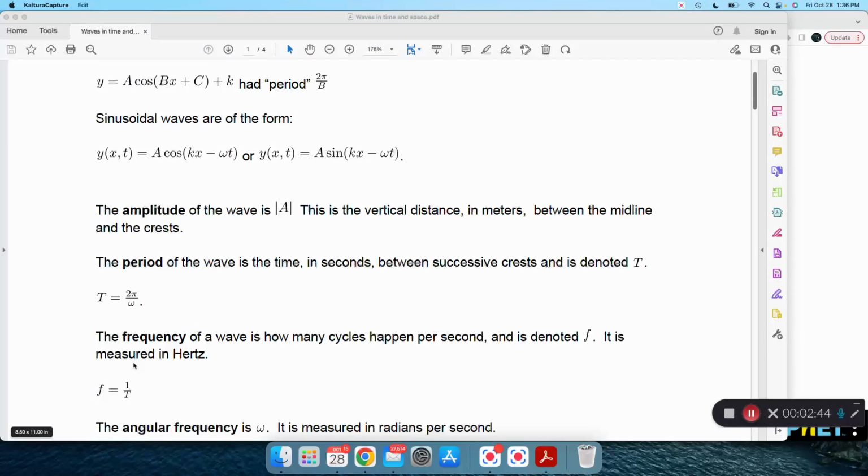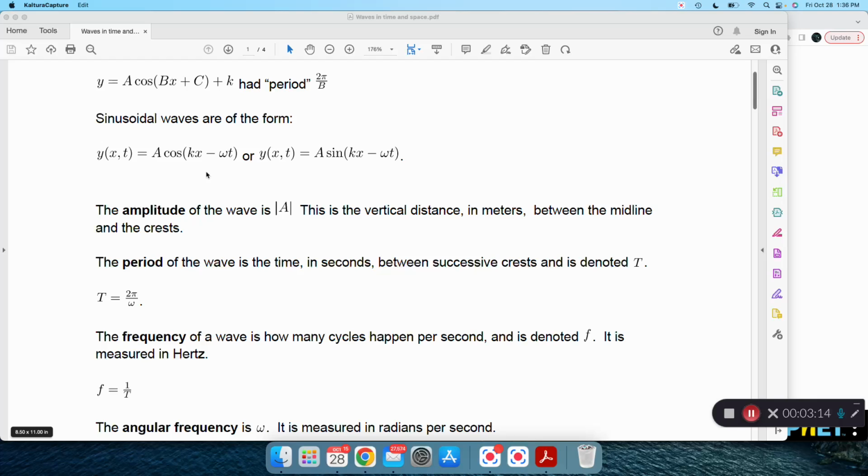Another concept we're interested in that's related to period is frequency, and that's just 1 over the period. So if this is in seconds per cycle, frequency is cycles per second. How quickly is that bird going up and down? How many times does it go up and down per second? We call that the frequency. That's measured in hertz.